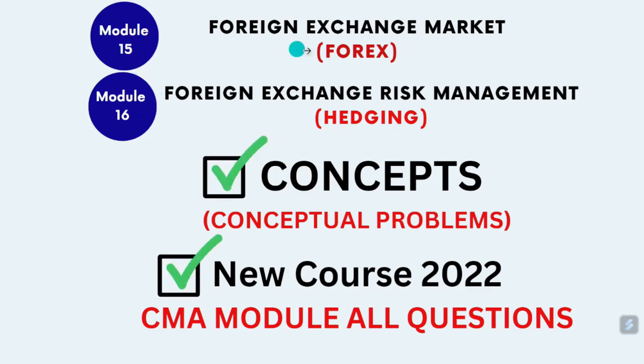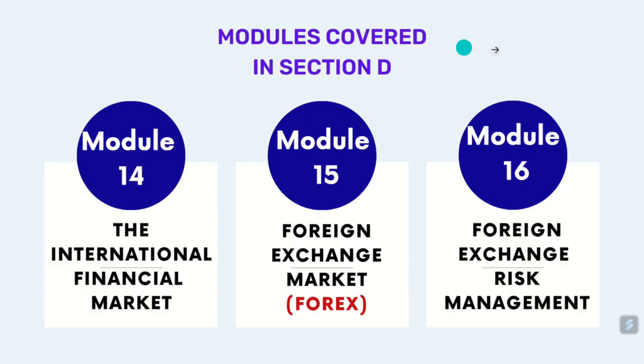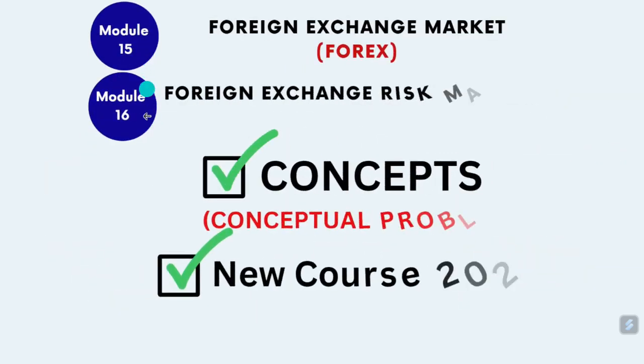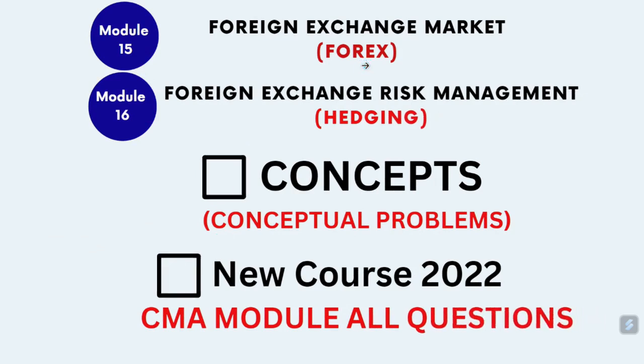Secondly, module 15 and 16 I am going to teach together. Basically, module 15 covers your basic part of your Forex currencies. You need to understand various nomenclature, various terminologies related to currencies. And then in module 16, you are going to do hedging, risk management. So let us explore what concepts are covered in module 15 and 16. So let us begin our module 15 and 16, and we are going to call module 15 as Forex chapter. Okay, so let us start.